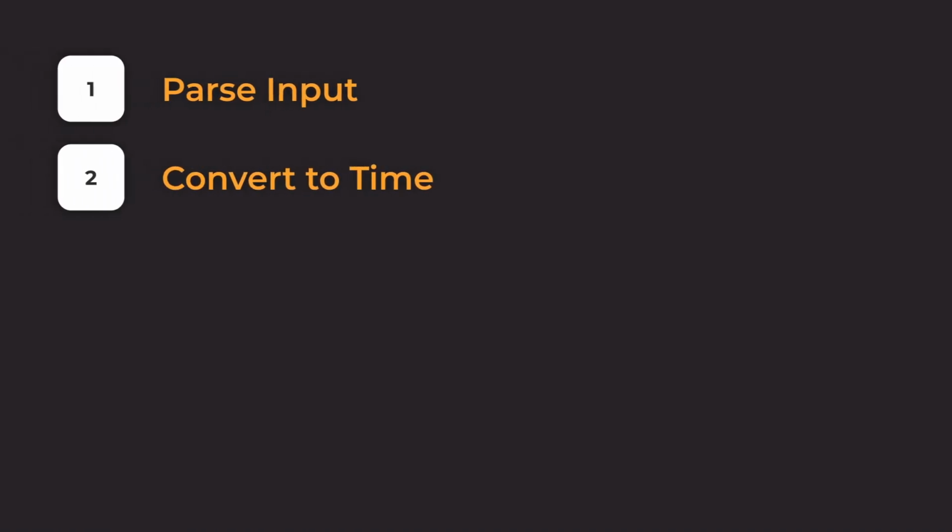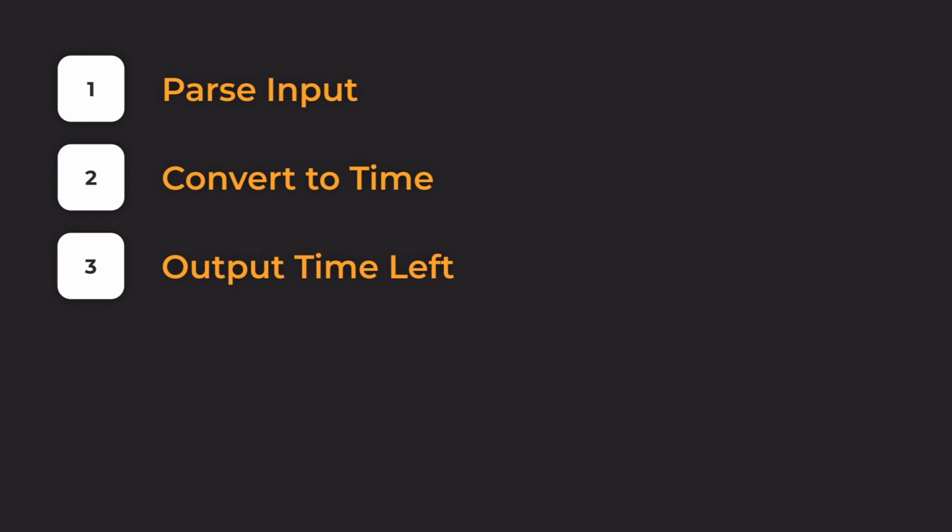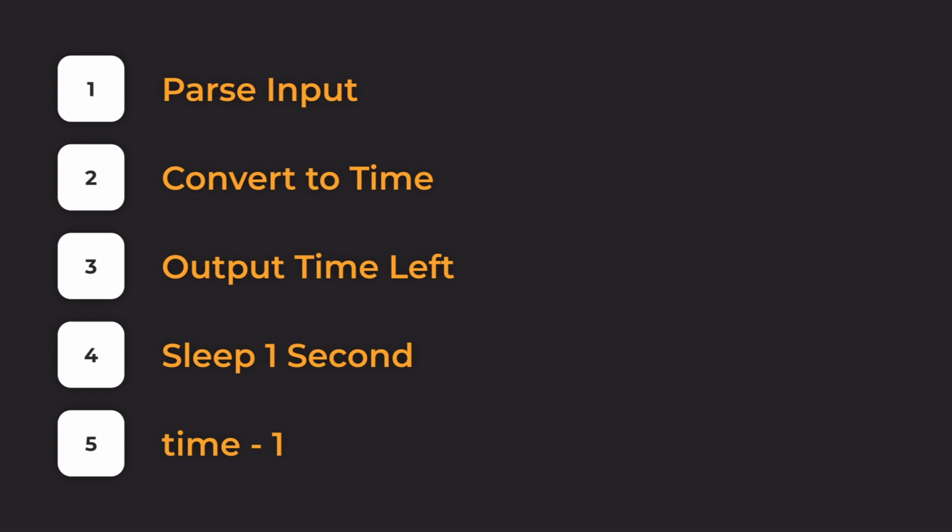So here's what we need to do. 1. Parse input. 2. Convert input to time. We probably want to use seconds to count down. We need to output how much time is left. Then we're going to sleep for 1 second, and decrement our time by 1 second. Sounds easy enough. Let's get started.